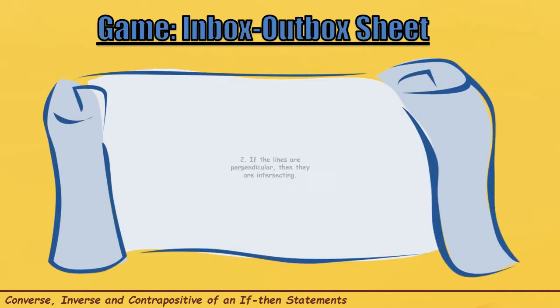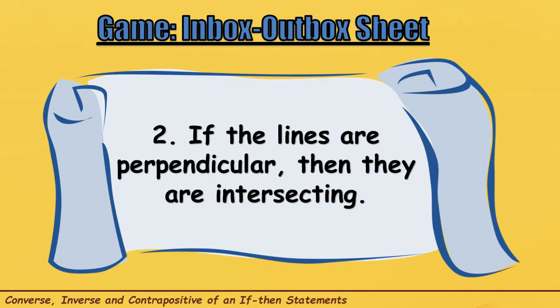Inbox number 2. If the lines are perpendicular, then they are intersecting. From this inbox, the outbox will be hypothesis: the lines are perpendicular. Conclusion: they are intersecting.